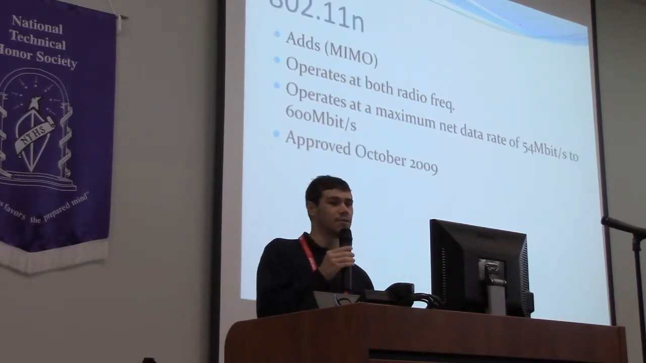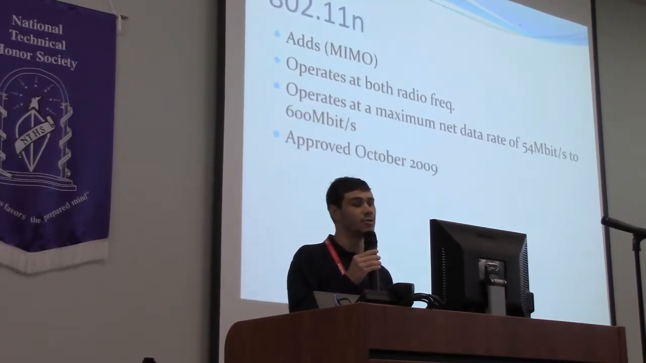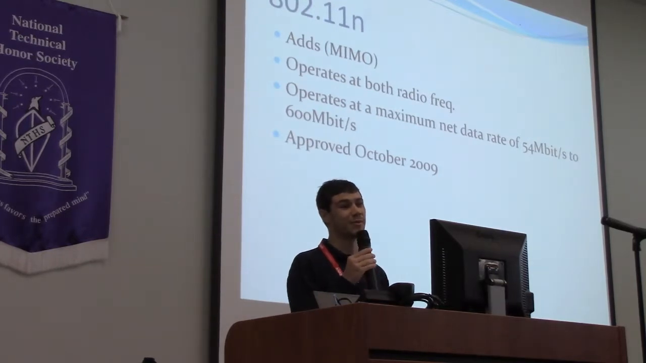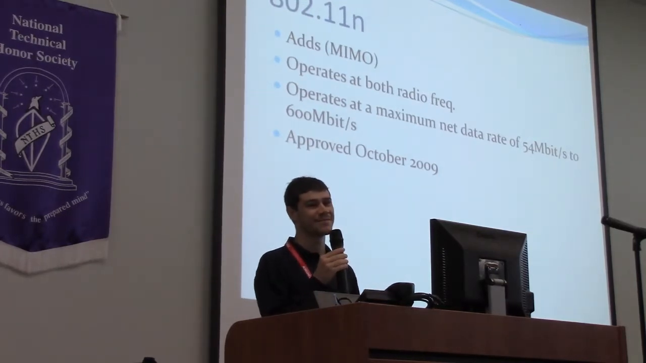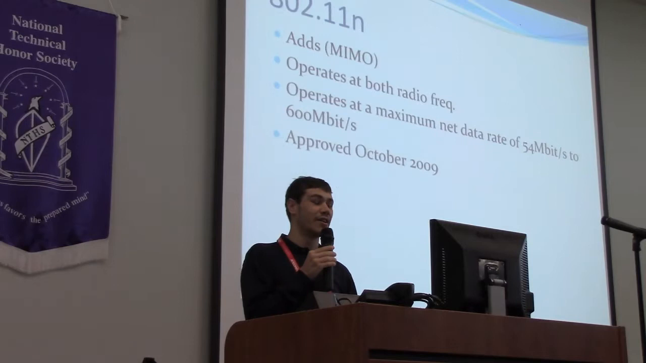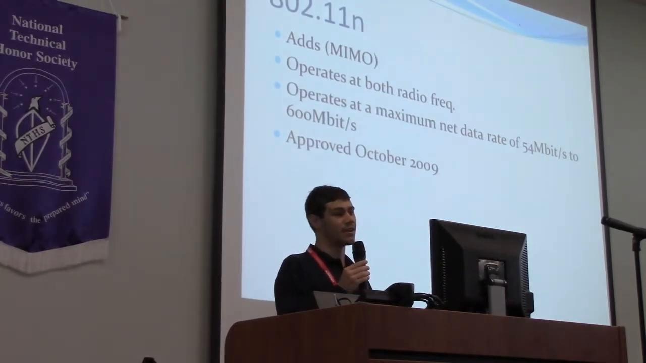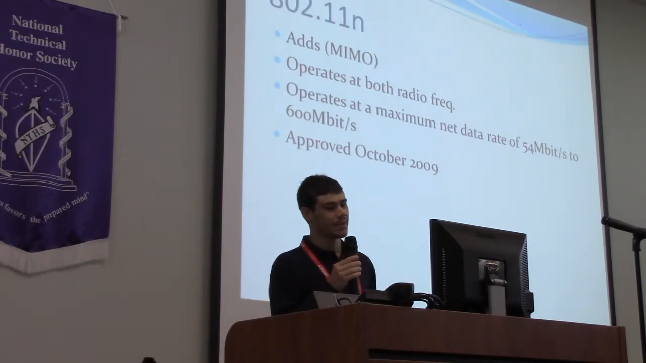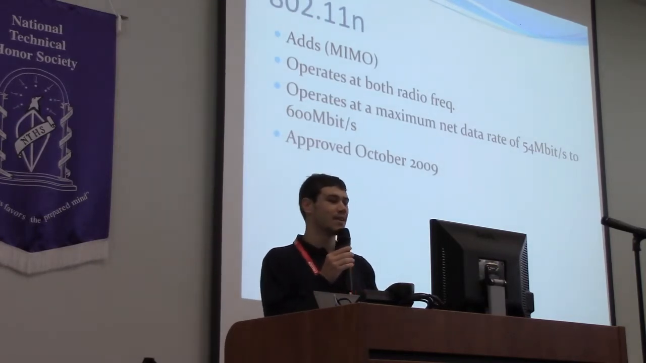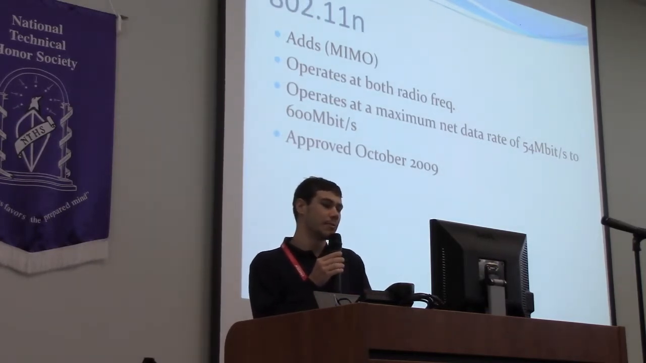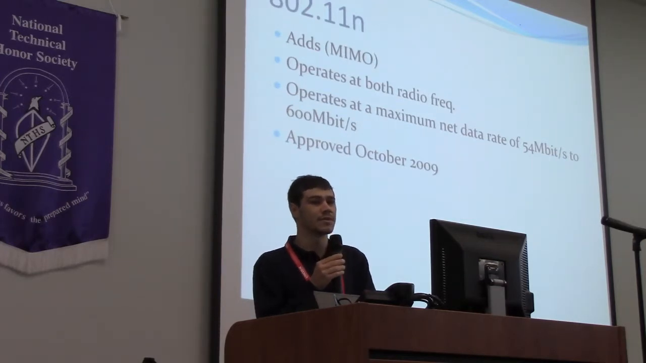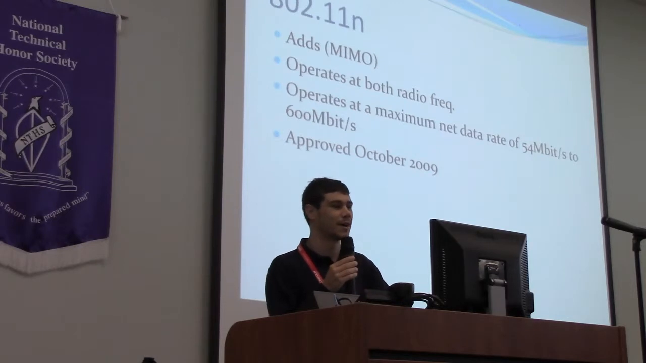Now, the fourth modulation was 802.11n. How many people in this room actually have an N router? Now, it operates at both radio frequencies, 2.4 and 5 gigahertz. So, it operates at a maximum of 54 megabits to about 600 megabits. Now, mind you, that's theoretical. That's very hard to get the full amount there.